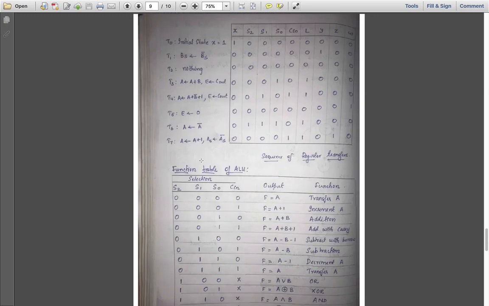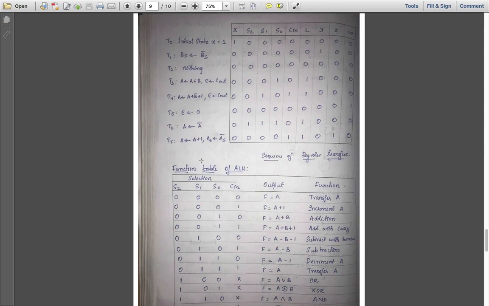So this is how from this particular flowchart you come up with this state diagram. Once that is done, the next step is to write down a sequence of register transfers. Let's see what register transfers are performed here. The first register transfer is in the initial state. In the initial state, only X is equal to 1. That is, it is ready to take up an operation. In that state, all other lines are 0.